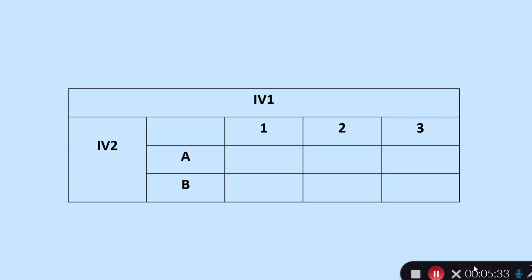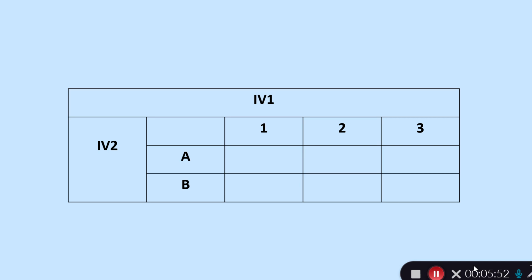So what might this all look like if we were trying to visually display a factorial design with two categorical independent variables? Well, we could put it in a table like this.